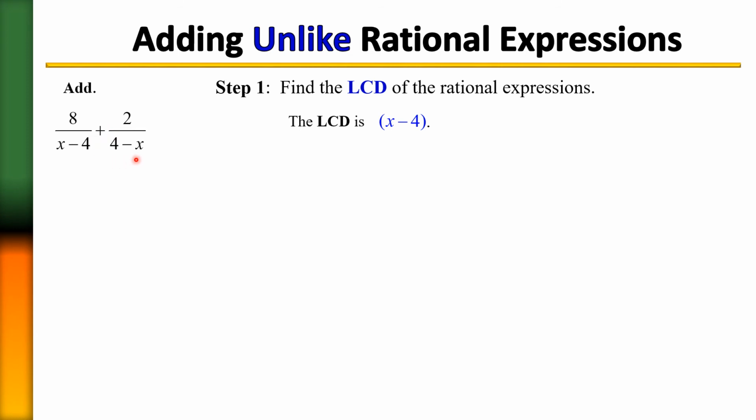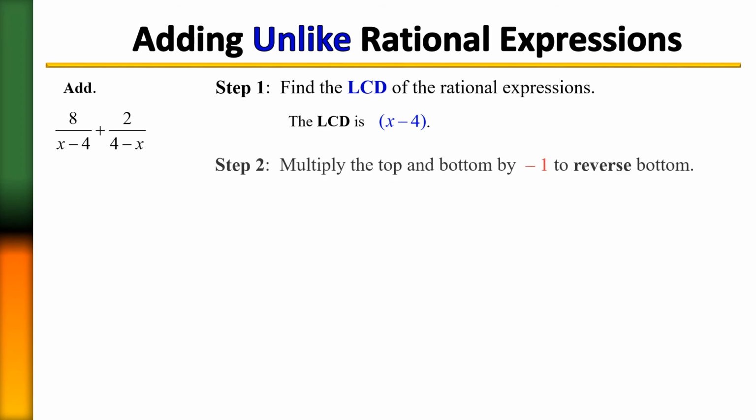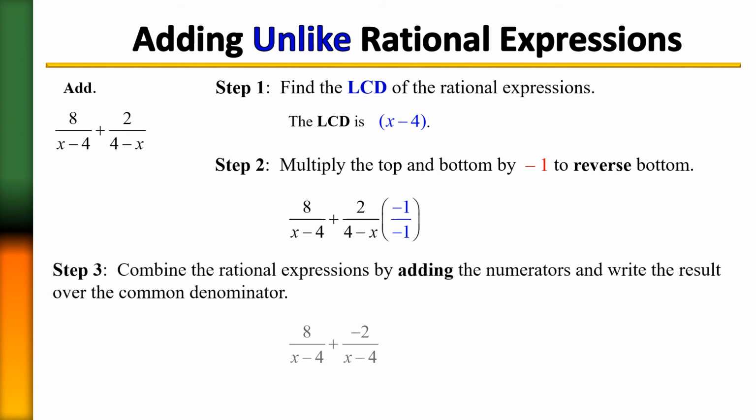So to reverse this, all I have to do is multiply it by -1, and whatever you do to the top, you have to do to the bottom. So by doing so, now the denominators will be the same in that form of x minus 4. But recall, whatever you do to the bottom, you have to do to the top. So that's going to leave me with a -2 on top of the second expression.